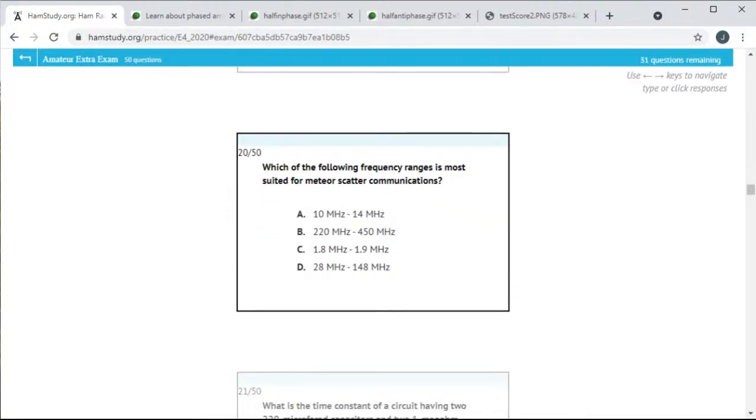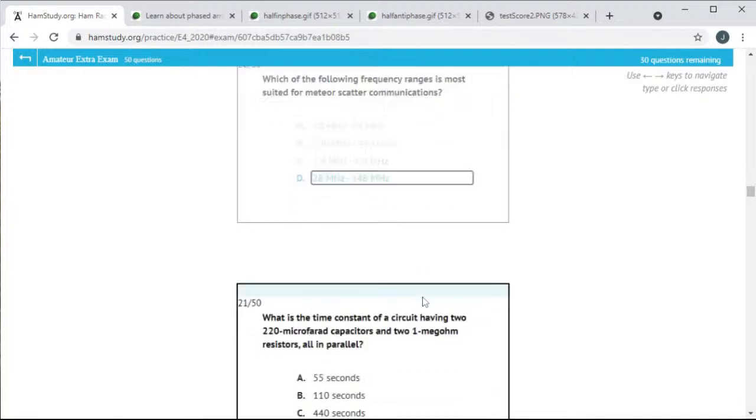Which of the following frequency ranges is most suited for meteor scatter? I did UHF last time, and I was told that that's wrong. It is actually VHF. So I'm going to go with D.